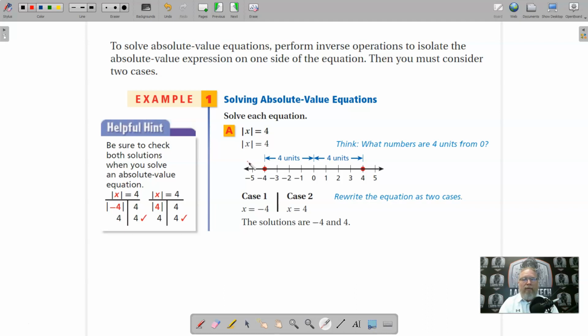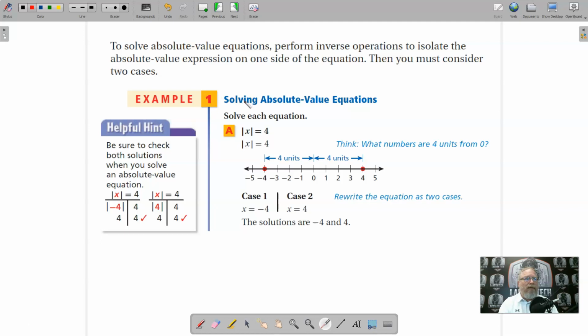And then once we do that, we're not finished. We then have to consider two possible answers, and that would be a negative version of it and a positive version of it. In our helpful hint here, be sure to check both solutions when you solve an absolute value equation, and so we'll look at that in a moment.